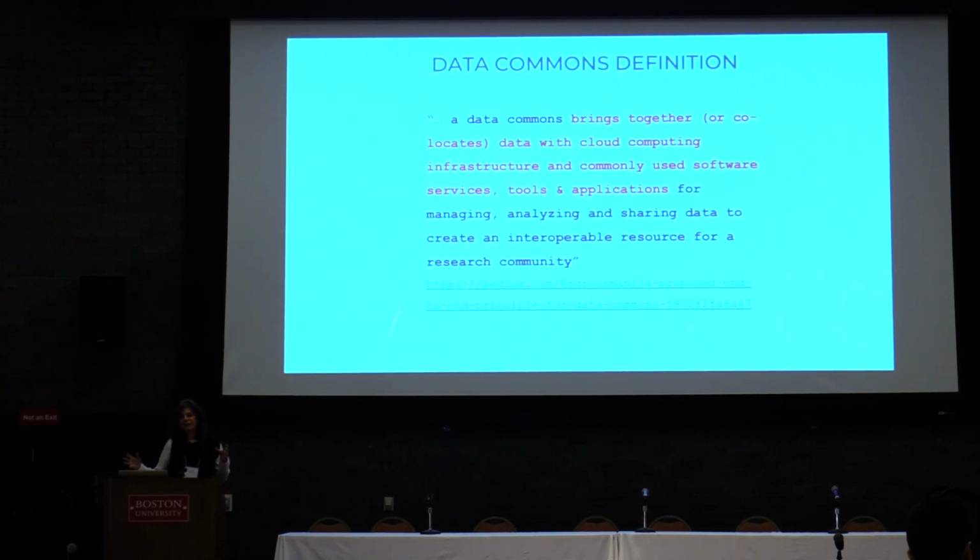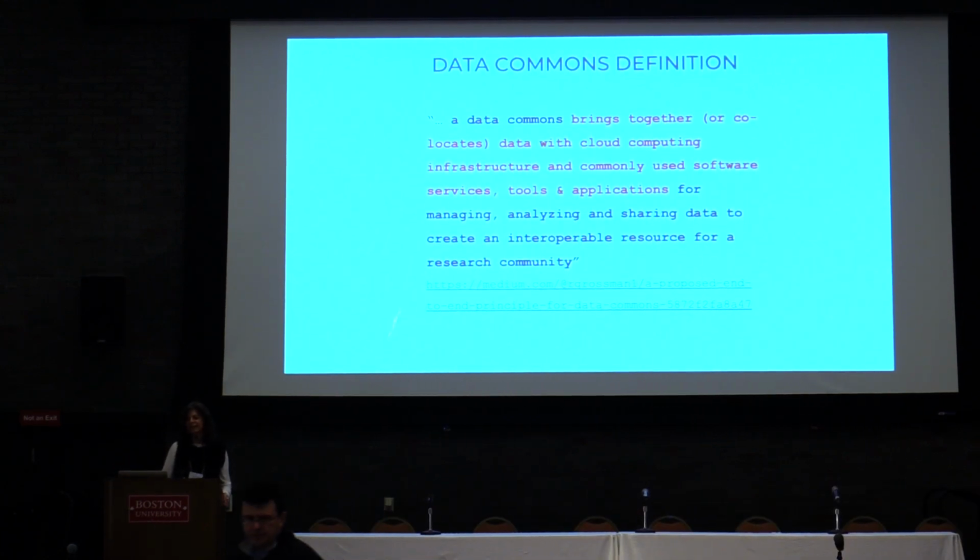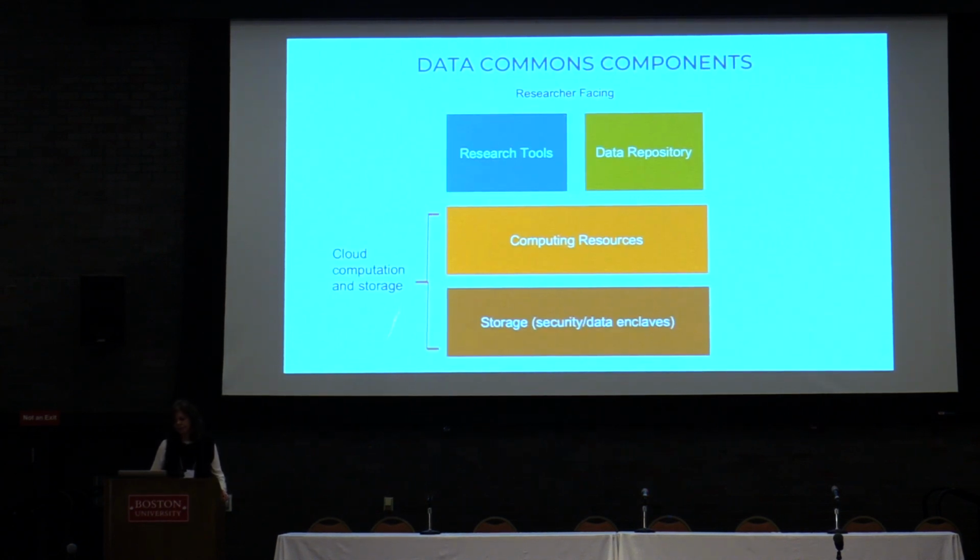This sounds very similar to all the things we're talking about when we're thinking of the open cloud, the services that can be provided, the data that needs to be available in the cloud, and all the resources that can be scaled. But what are the differences when we're talking about a data commons?